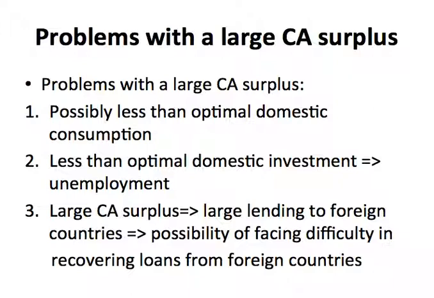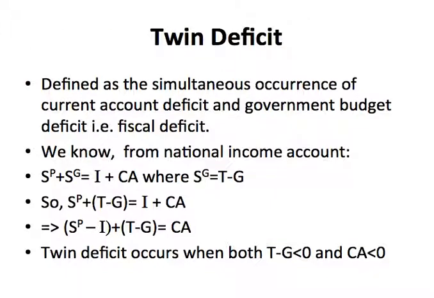Okay, the next topic that I want to talk about is twin deficit. There was a question in the written assignment which involved this topic, twin deficit. It is defined as a simultaneous occurrence of a current account deficit and the government budget deficit, which is also known as a fiscal deficit.